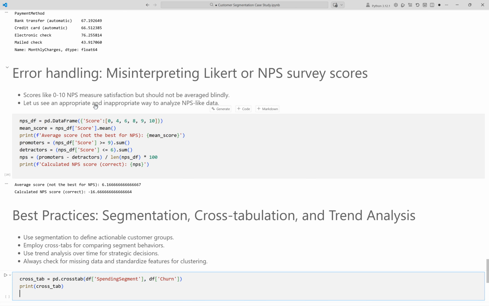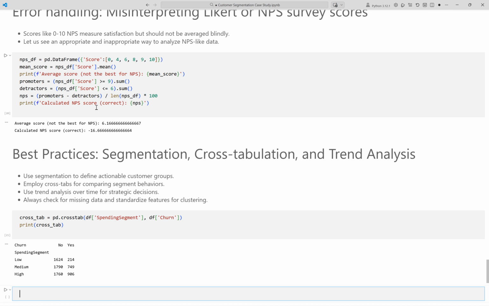Running the cell now. This cross-tabulation compares customer churn rates across spending segments, revealing that higher spending groups have proportionally more churned customers. Notice how the counts in the yes churn column increase with the spending segment, highlighting a key pattern for targeted retention strategies. This output exemplifies how segmentation combined with crosstabs helps identify actionable groups and behaviors for focused interventions.